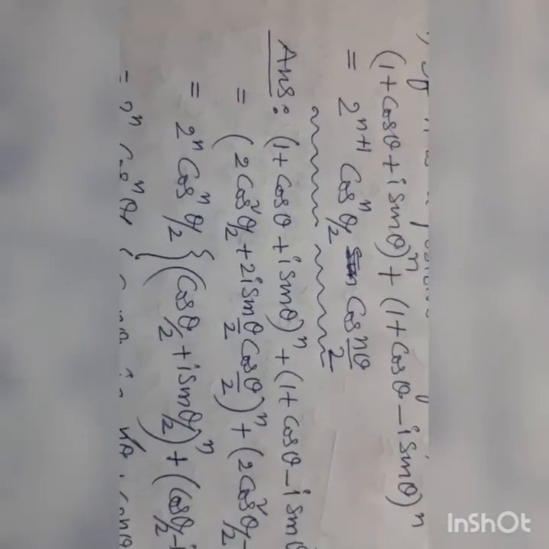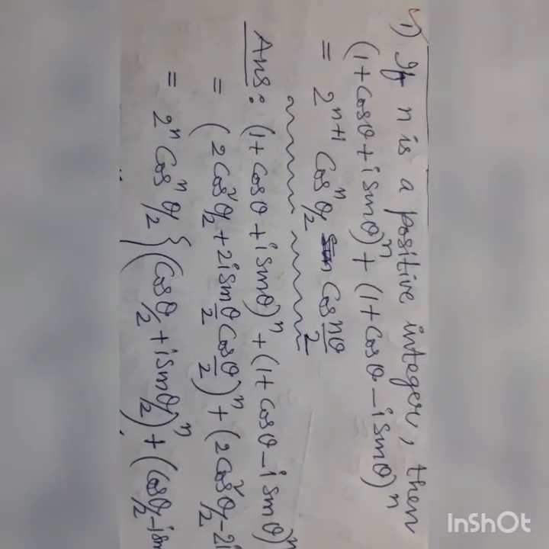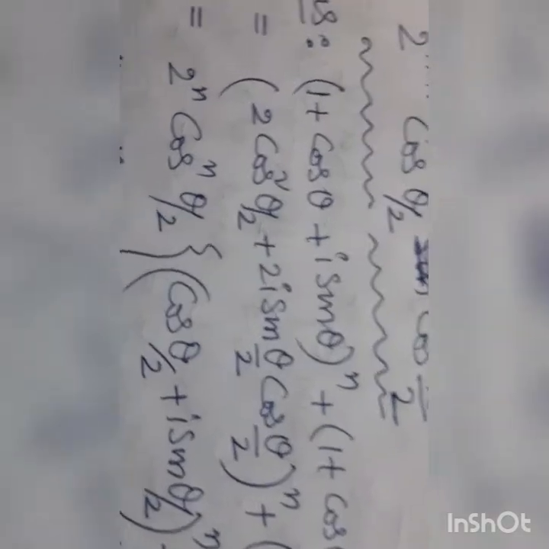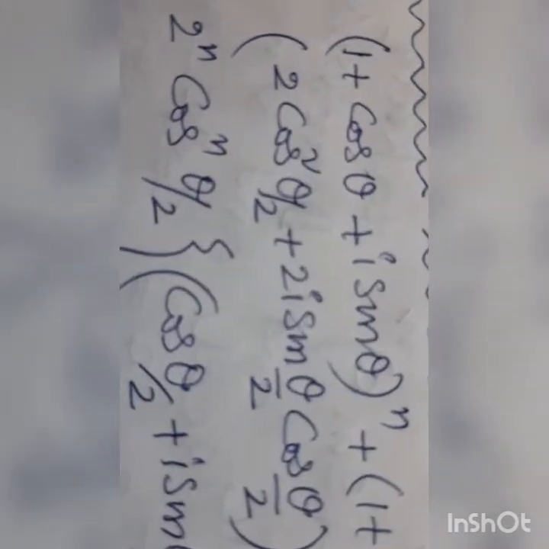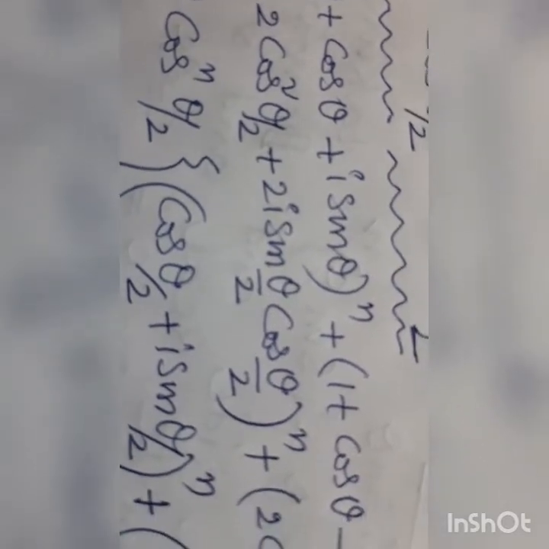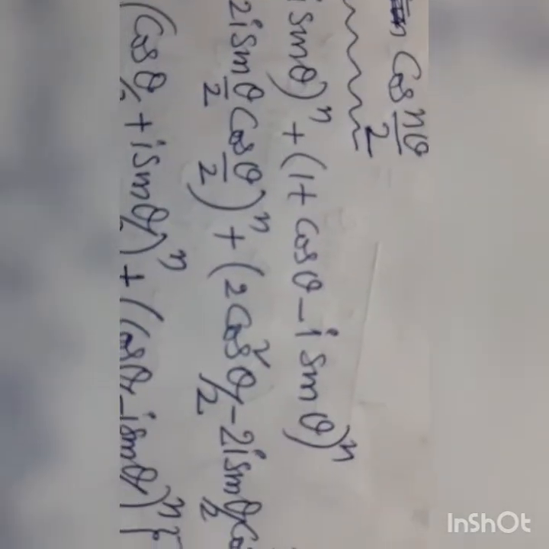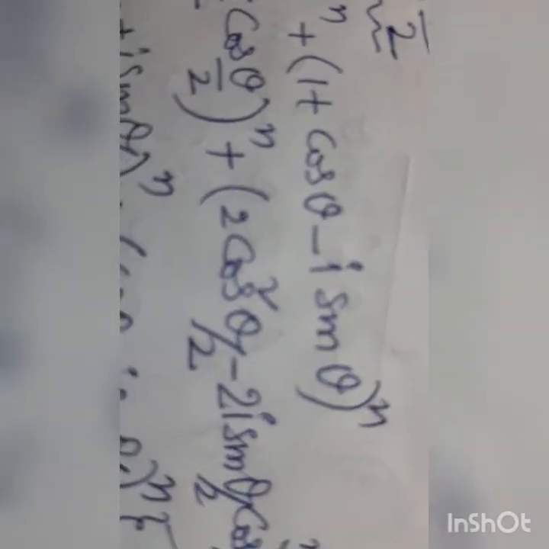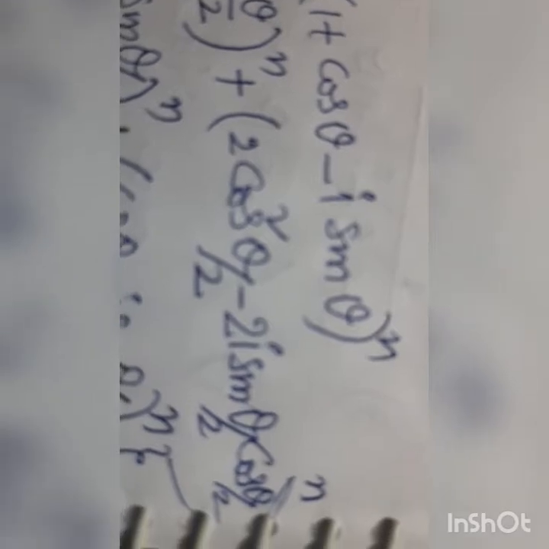Take (1 + cos theta + i sin theta) whole power n. We have to write 1 + cos theta as 2 cos square (theta/2), and i sin theta can be written as 2 i sin (theta/2) cos (theta/2). Here 1 + cos theta we can write as 2 cos square (theta/2), and here i sin theta as 2 sin (theta/2) cos (theta/2). Just we have taken that, and we can take common 2 power n cos power n (theta/2).